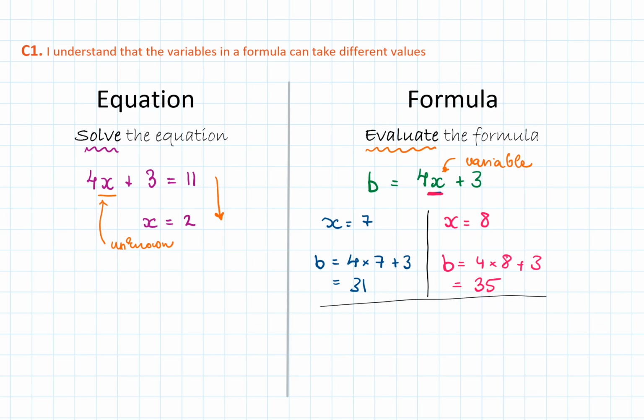We can also use negative numbers, so for example we can say that x equals -2, and if we substitute that in the place of x, we find that b equals 4 times -2 plus 3, which is -8 plus 3, -5. So when the value of the variable x is -2, the formula can be evaluated and we find that b equals -5.